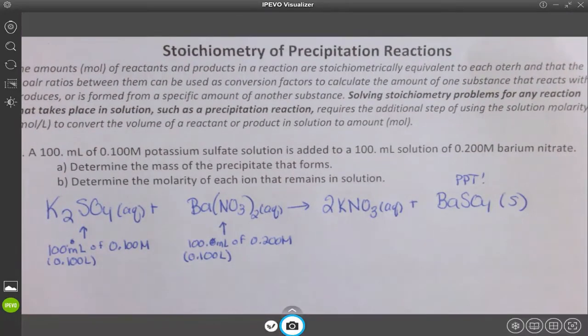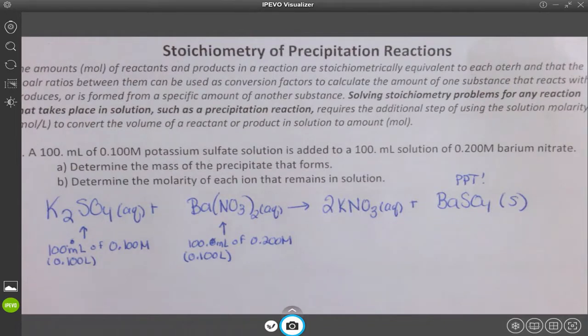Hello, AP Chemistry students. This lesson is going to be involving the stoichiometry of precipitation reactions. We're going to start by looking at a precipitation reaction between two solutions. We're going to focus on determining the mass of the precipitate that forms between those, and then determine the molarity of each ion that then remains in solution.